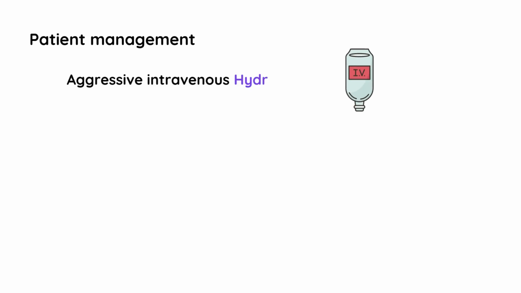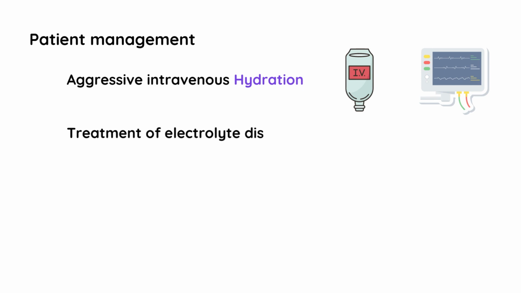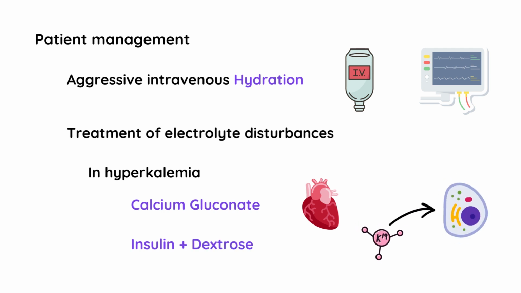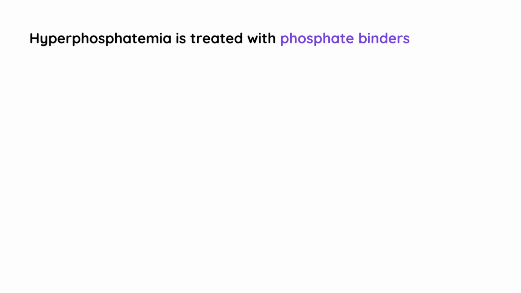Patient management. First, the risk is determined and intravenous hydration is started as prophylactic treatment and the patient is monitored. Treatment of electrolyte disturbances is important. In hyperkalemia, calcium gluconate is used to protect the heart. Insulin and dextrose are added to the treatment to return potassium to the cell. Hyperphosphatemia is treated with phosphate binders.